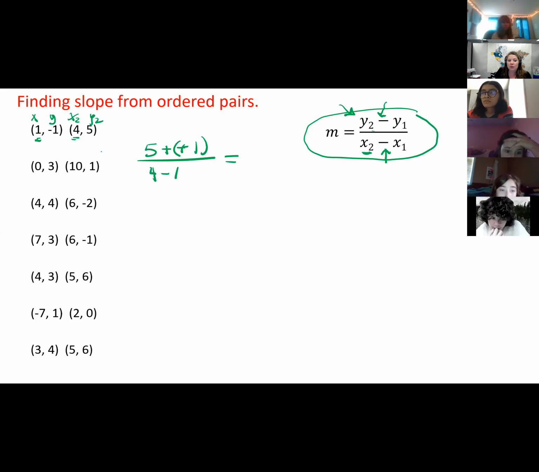So now we solve it. What's 5 plus 1? 5 plus 1 is 6. And what's 4 minus 1? 4 minus 1 is 3. And can I simplify 6 over 3? What's 6 divided by 3? 2. Exactly right. So the first answer is 2. The slope is 2.